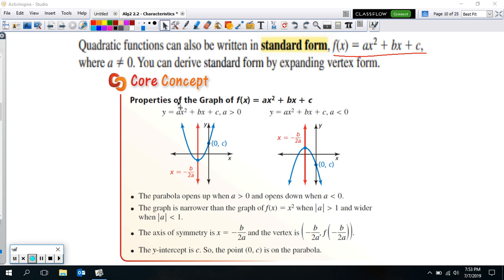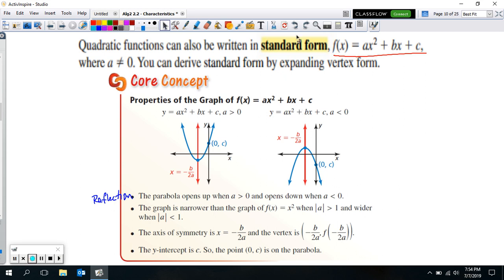There's the core concept there as well, the properties of a graph that's in this form. So it's showing you a couple different ones here. It says, on these bullet points down here, the parabola opens up when the a number, the number that's in front of the x squared, is greater than 0, and opens down when it's less than 0. What that's referring to is a reflection. You can see there, you have this one opening up and this one opening down. So that's a reflection over the x-axis in that case.